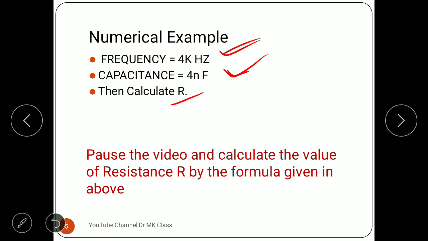Then calculate the resistance R. Pause the video and calculate the value of resistance R by the formula given above. You have noted already the formula. Please calculate R and please verify your answer. Then you can check it later. I will give you 1 minute. Please calculate that one.